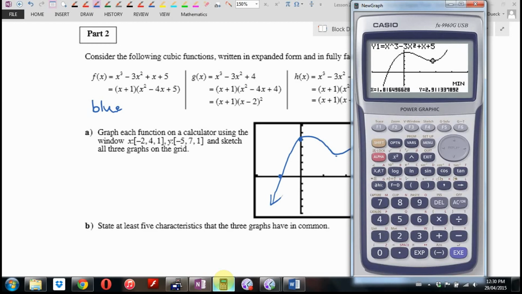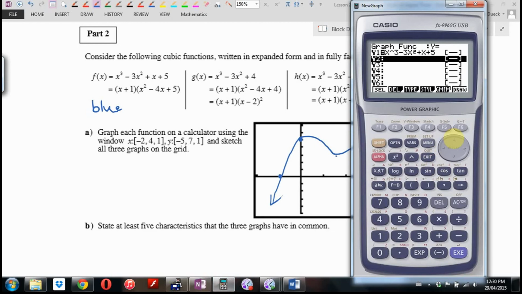Let's graph the next one. Exit. Hey, look up. Don't delete this equation. If you did, that's fine, but look up. I'm going to toggle this one off, deselect it by hitting F1, go down arrow, because I might need it later. And I'll type this second one in Y2. That'll also help me keep it organized. Second one in Y2 makes sense to me. X cubed minus 3x squared plus 4.